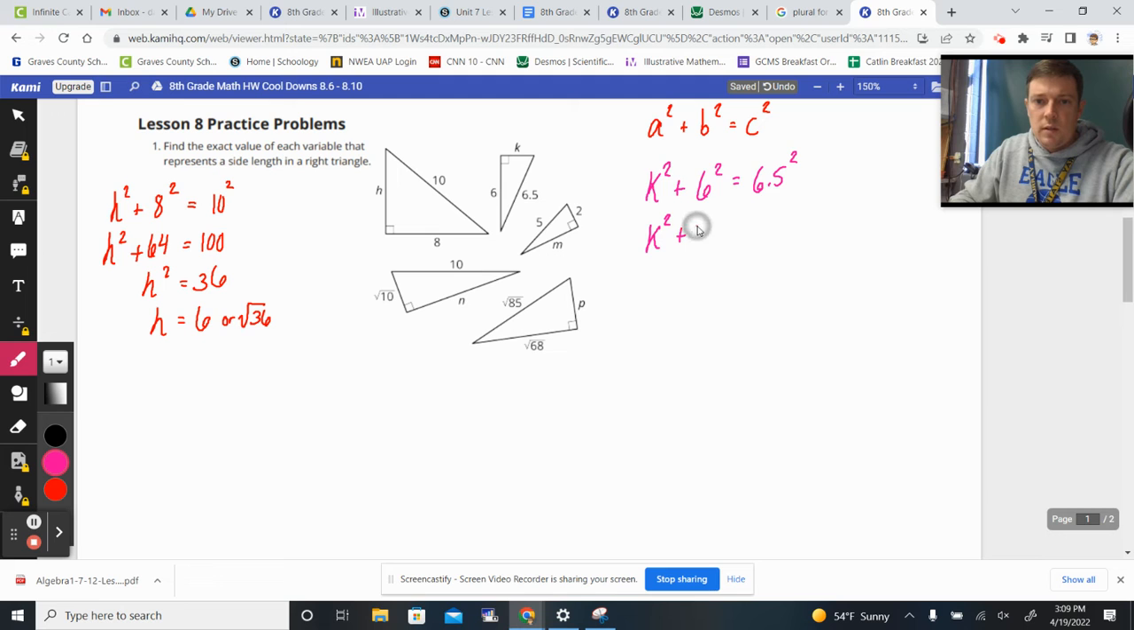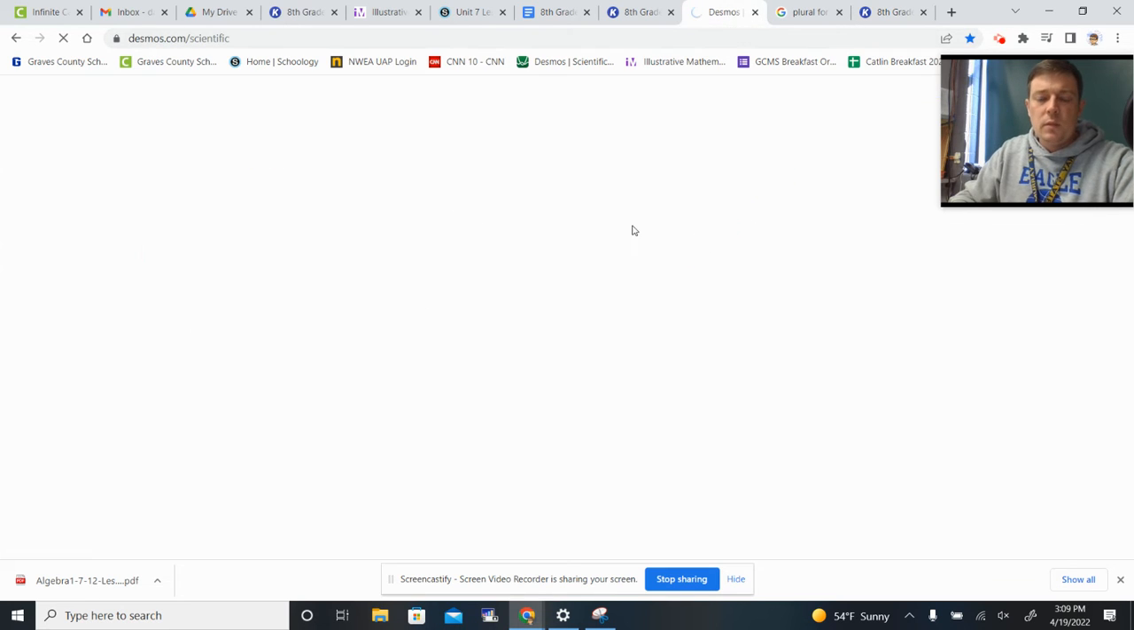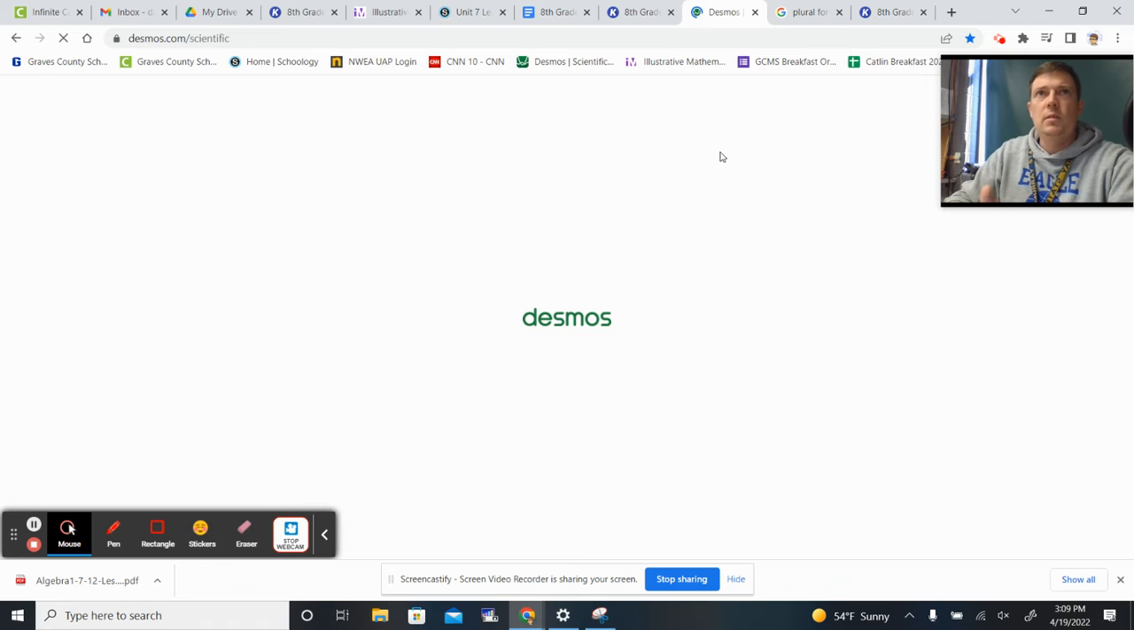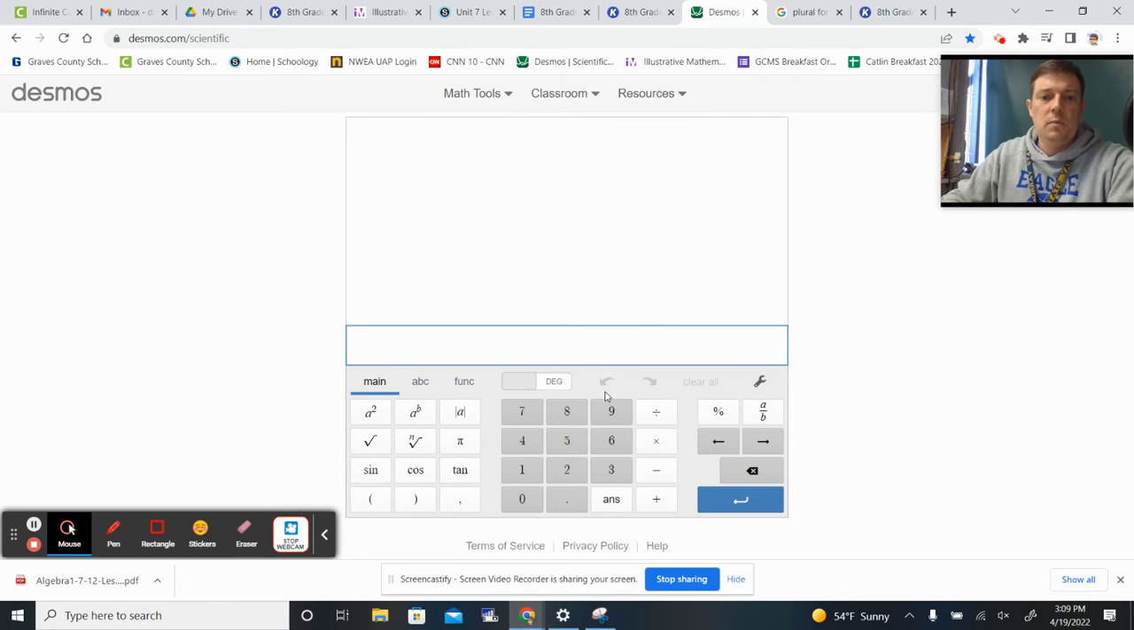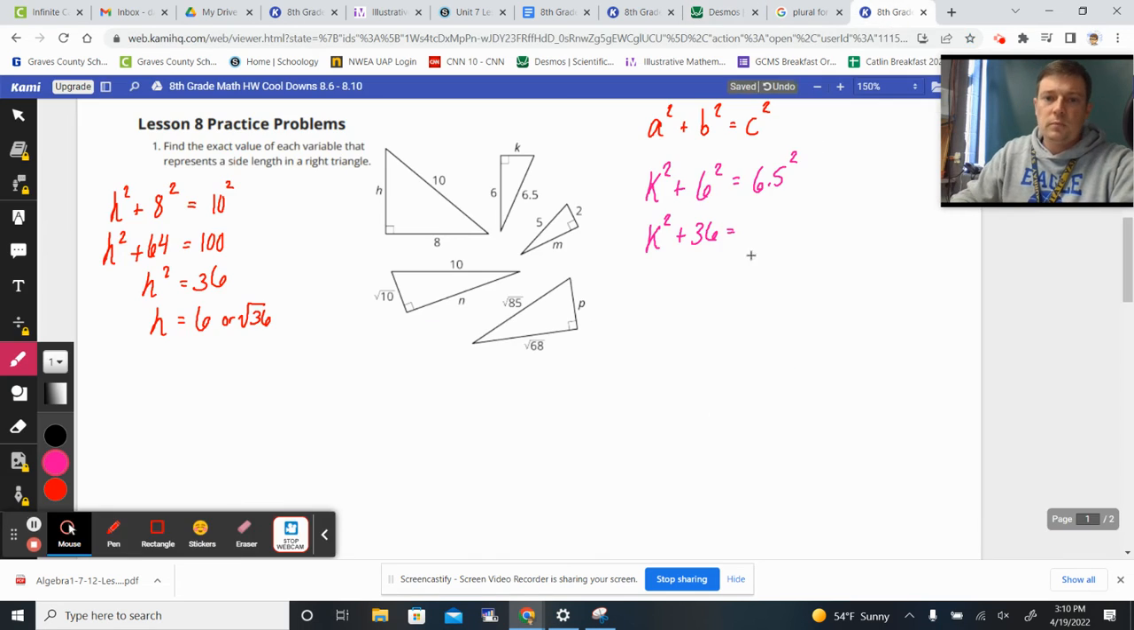I'm going to square the 6 to get 36. And I've got to square the 6.5. So I'm going to jump over to my calculator. And while that's loading, you can use the calculator on these problems. I wouldn't recommend using it for all of it because most of it is mental. But if you've got to square something that's a decimal and you don't want to show that work on the side, you can jump it in there. This is 42.25.